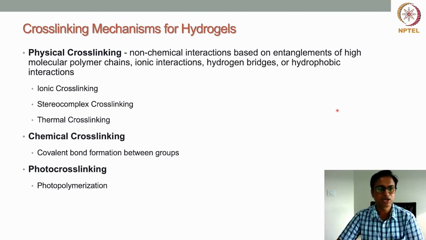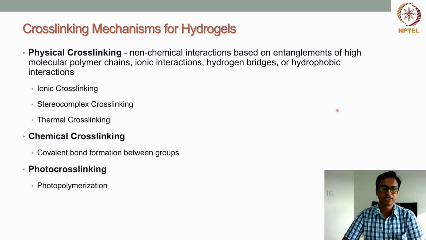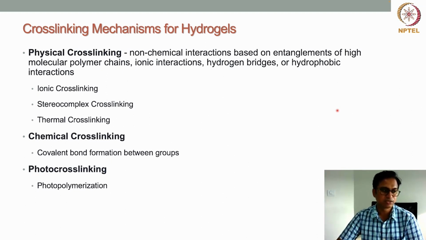The other thing is thermal cross-linking. Based on thermal reactions, thermally induced changes, various types of hydrogels are sensitive to temperature, because at different temperatures they behave differently. Their physical nature is different. A typical example is gelatin at less than 30 degrees centigrade. That is a transition temperature.